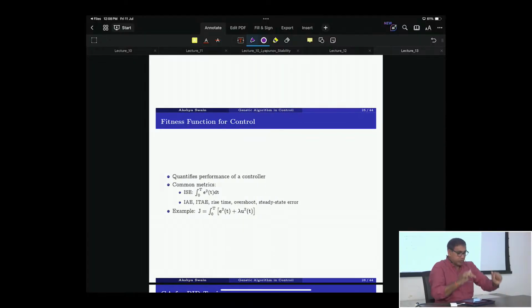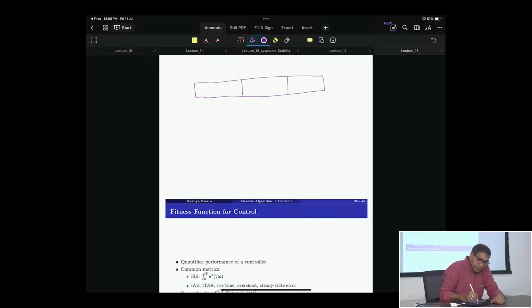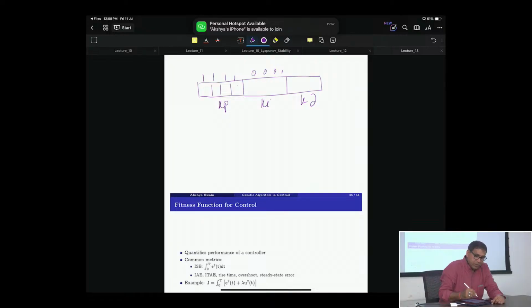How to do it? You see, I will tell you. You generate a chromosome. I'm just giving an example. You generate the chromosome, and this is the Kp, Ki, and Kd, right? Now let us assume this one is 1, 1, 1, 1. This is say 0, 0, 0, 0. And let us assume this is also 1, 1, 1, 1.